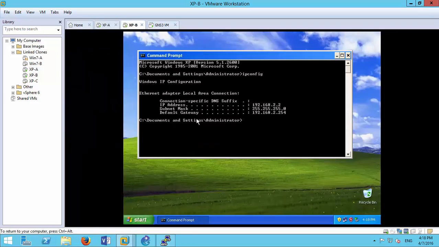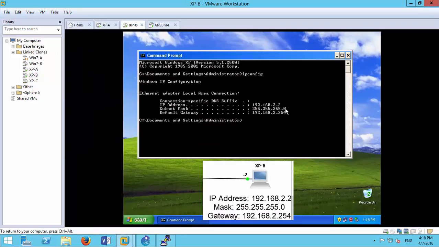And here XPP is configured with the IP address 192.168.2.2 and subnet mask 255.255.255.0 and gateway 192.168.2.254, which is the other interface IP address that we are going to configure now.